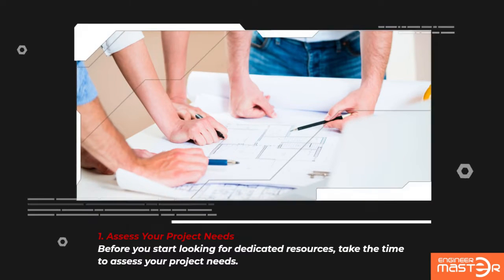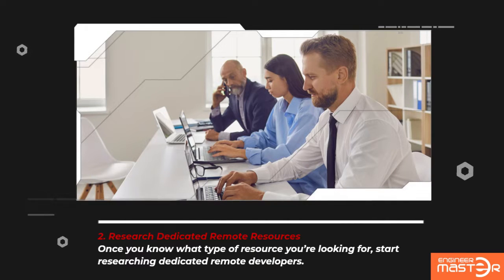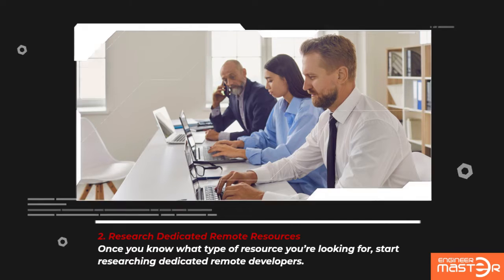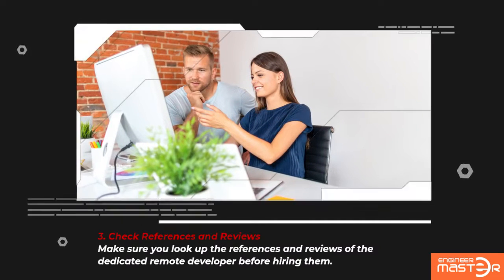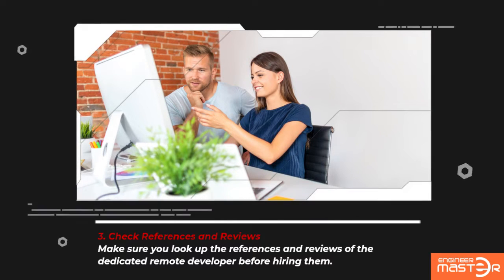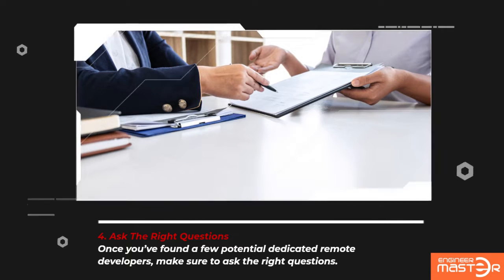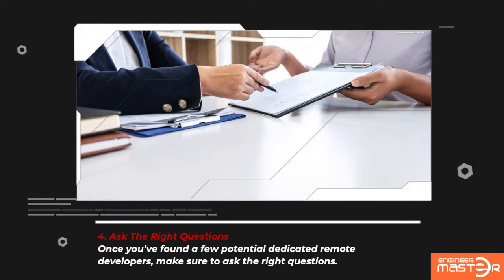Assess your project needs. Before you start looking for dedicated resources, take the time to assess your project needs. Research dedicated remote resources. Once you know what type of resource you're looking for, start researching dedicated remote developers. Check references and reviews. Make sure you look up the references and reviews of the dedicated remote developer before hiring them. Ask the right questions. Once you've found a few potential dedicated remote developers, make sure to ask the right questions.